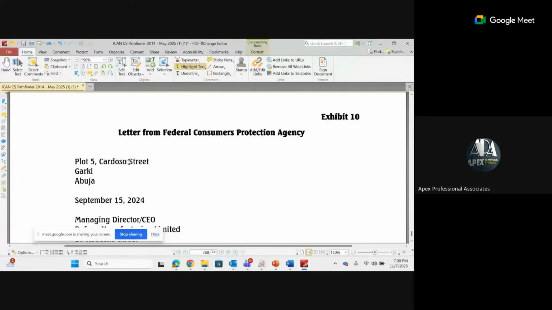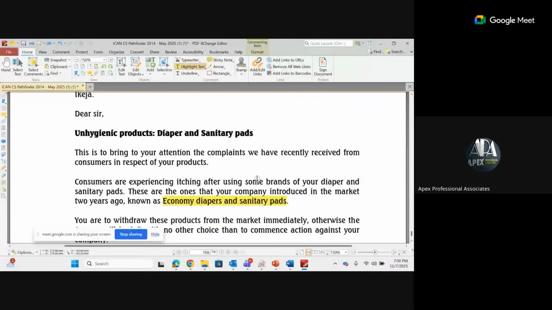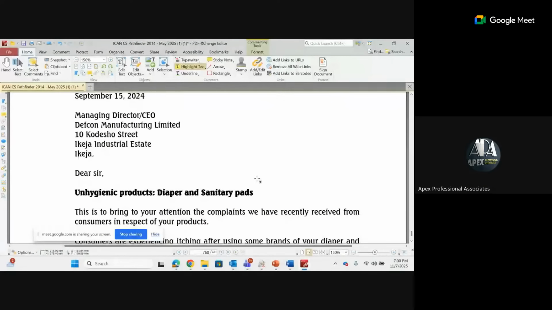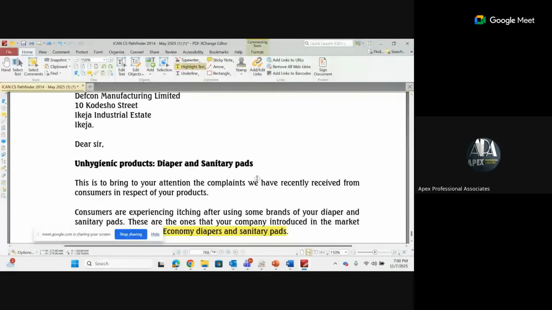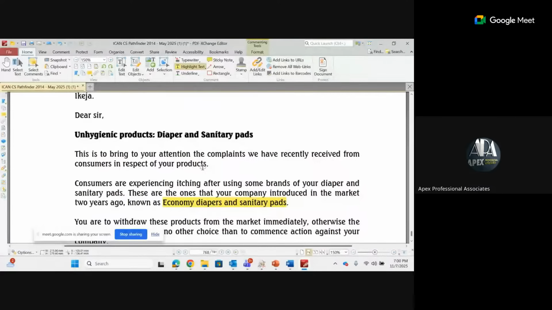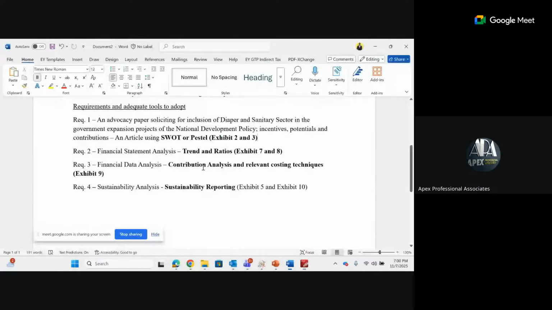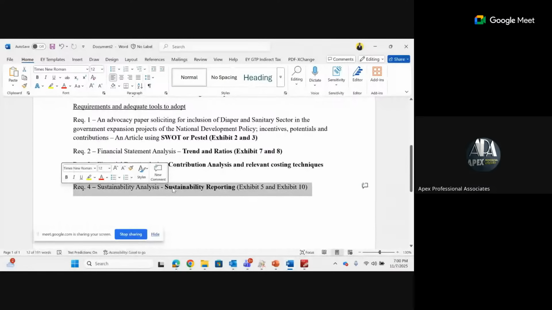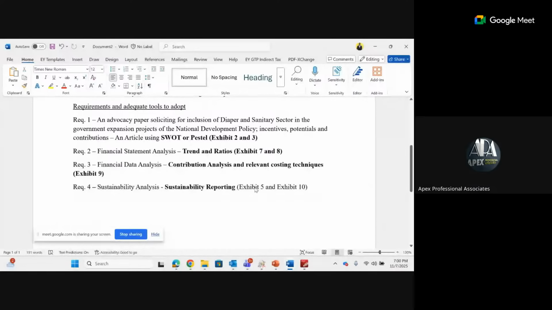They are expected to take any necessary action against any company that is found wanting, as we have seen in this letter that is written to your company, Defcon Manufacturing Limited. And this exhibit will be useful, like I said the other time, for these requirements. So we use exhibit 5 and also exhibit 10.